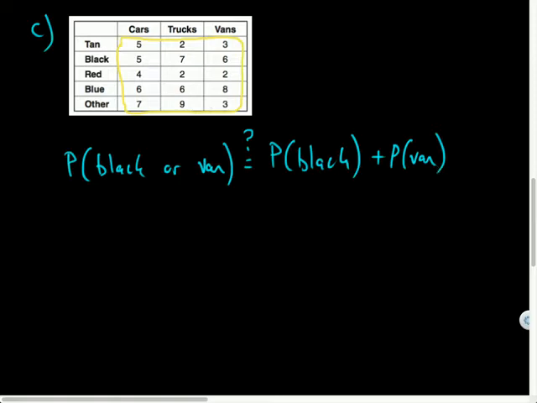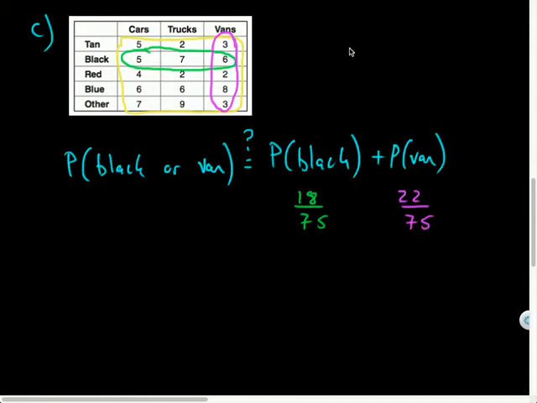Well, let's figure this out. Probability of black would have been this, right? 5 plus 7 is 12, plus 6 is 18. Interesting thoughts. Probability of being a van is, what was this, 22? And if I add those together, I would get 40 75ths, which would reduce. However, I heard one student mention an issue.